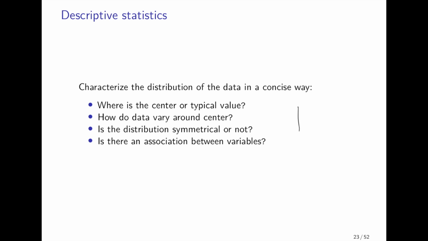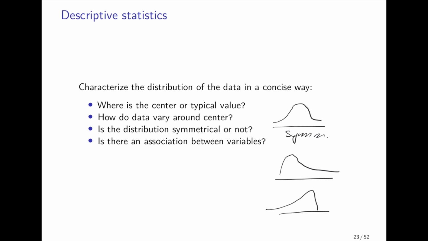So if I make my histogram, will my histogram look as follows? Will I have a histogram that looks like this, symmetrical? Or will I rather have something with a tail like this, or a tail like that, which are not symmetrical? And then if we have multiple variables, and if we observe that one variable and another variable are associated, we'll want to quantify the strength of that association.